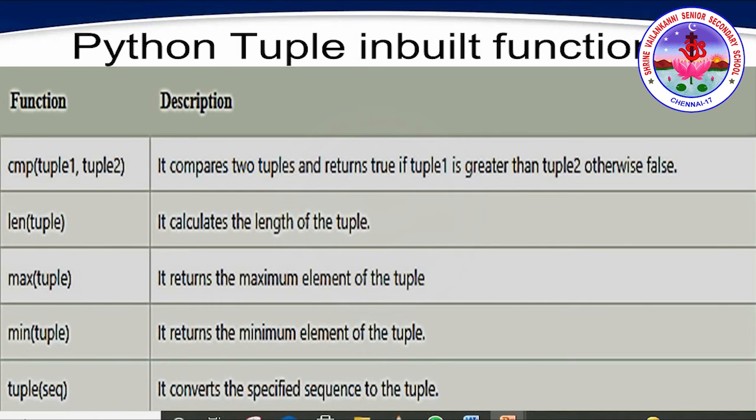Python tuple inbuilt functions. There are many inbuilt functions available. cmp(tuple1, tuple2) compares both the tuples and returns true if tuple 1 is greater than tuple 2, otherwise it returns false. len(tuple) calculates the length of the tuple. max(tuple) returns the largest element in the tuple. min(tuple) returns the smallest element in the tuple. tuple(seq) converts the specified sequence to a tuple.